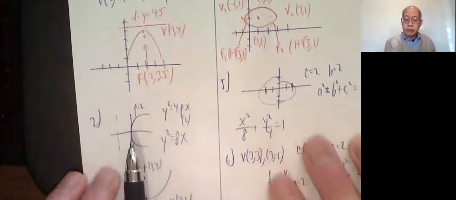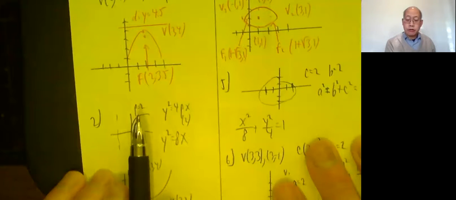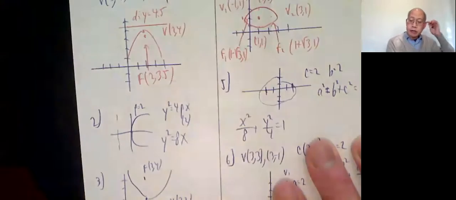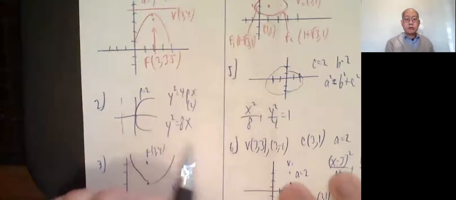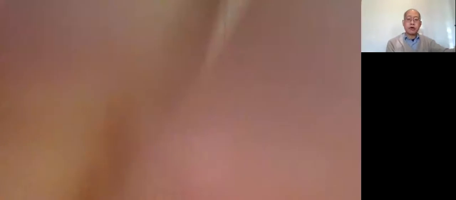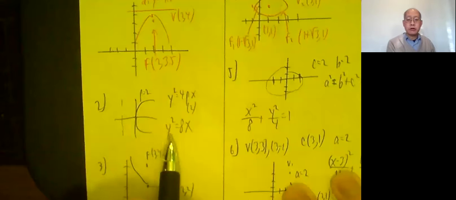Number 2, you're given that the parabola has a vertex at the origin, opens to the right, so something like that, and the directrix is x equals negative 2. That tells me that p is equal to 2. So the fact that it goes like that means it's y squared equals 4px. Plug in p is 2, so y squared equals 8x.